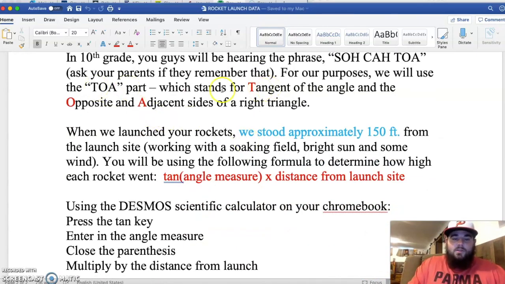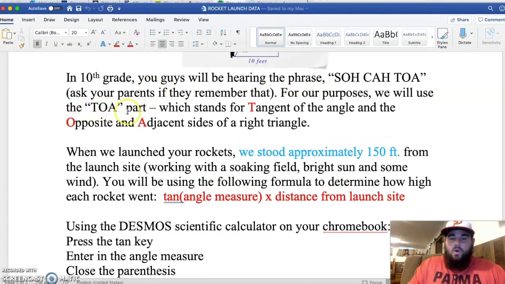So what we're going to be focusing on is the TOA part of SOHCAHTOA, which stands for tangent of the angle, the opposite and the adjacent sides of the right triangle. So we stood approximately 150 feet away from the launch site, working in, I'm not going to read the rest of that, I'm going to be real honest.